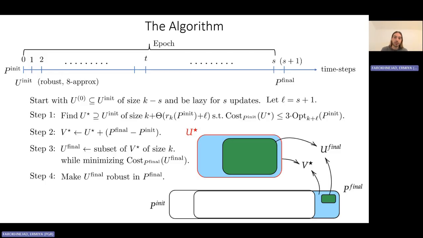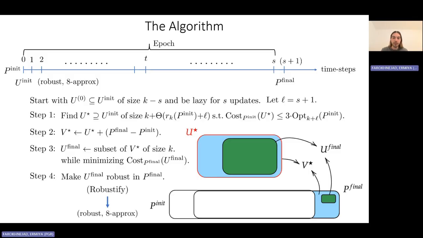And finally, since the solution has changed, we don't know whether this solution is robust anymore. So we have to make this solution robust in the final space. In order to do this, we use a subroutine called robustify. I'm not going to talk about this subroutine because we are considering robust centers as a black box definition.